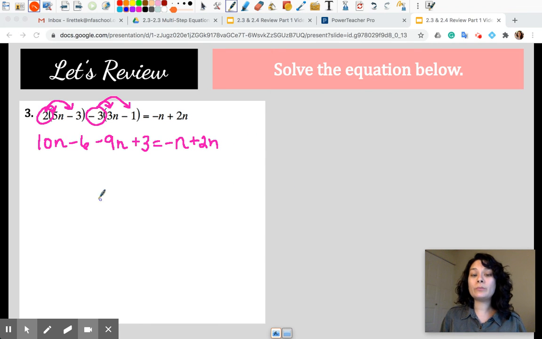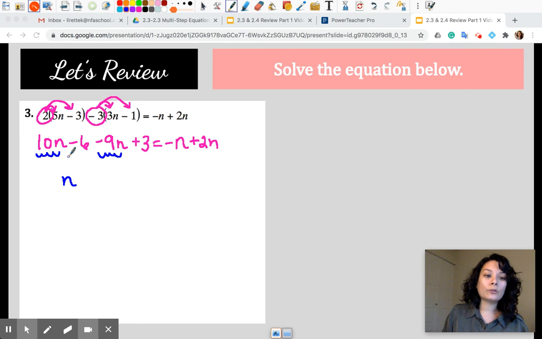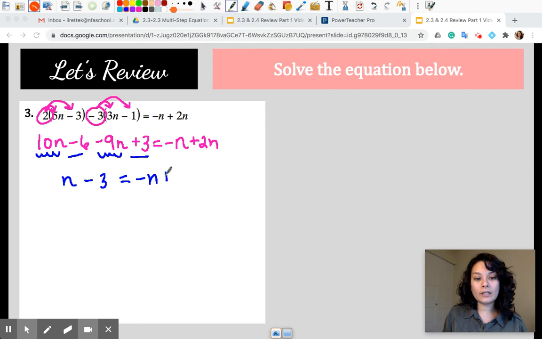Okay, so I've got a lot of terms here, so I definitely have terms I can combine. On the left-hand side, I've got 10n minus 9n. That just gives me 1n, or n. I also have a -6 plus 3, which gives me a -3. I bring down my equals -n plus 2n, and I've still got some like terms on the right. -n plus 2n, that's going to give me +1n, or just n. Okay, so I've done step 1, distribute, step 2, combine like terms.